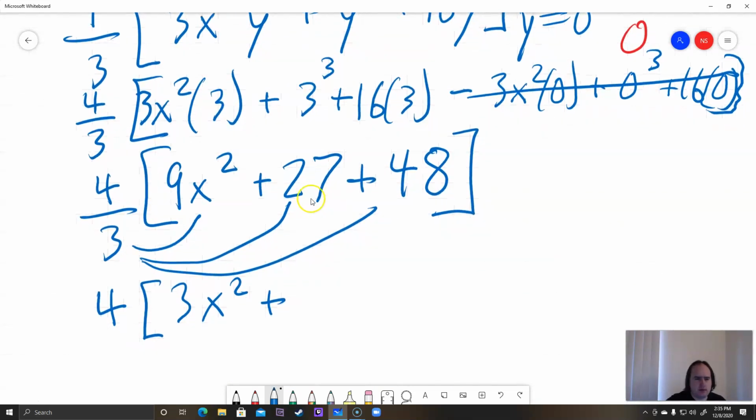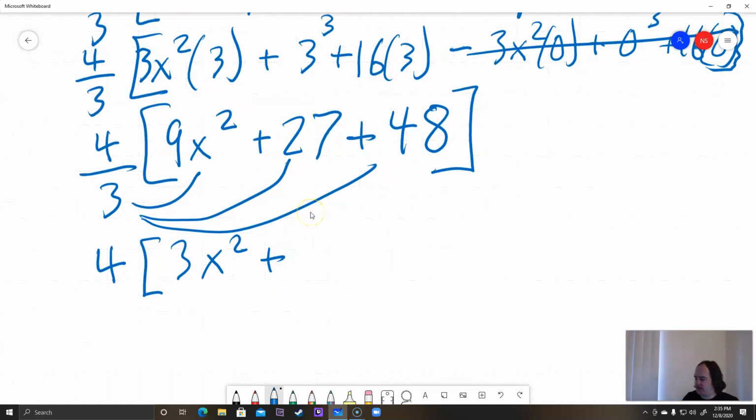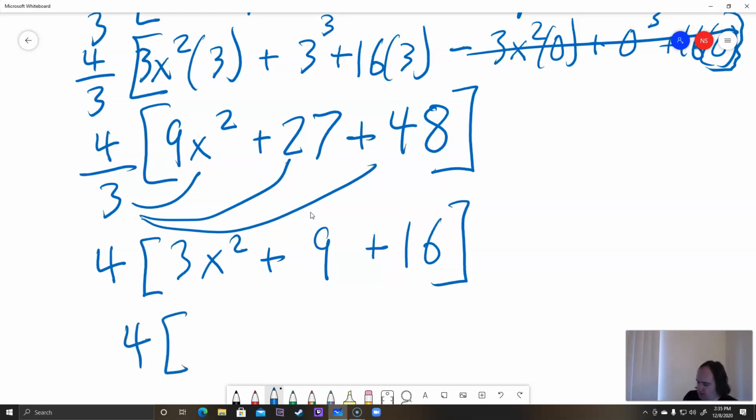Okay. So the 27 plus 48, we can do that after we distribute the 1/3. So 27 divided by 3 is 9, and 48 divided by 3 is 16. Okay, and then 9 plus 16 is 25. Right? Okay, so we have 4 times 3x squared plus 25.